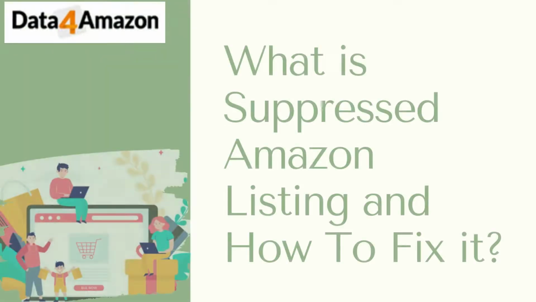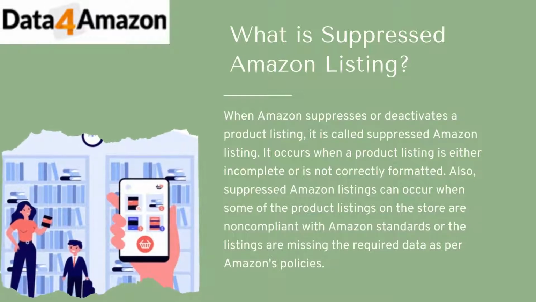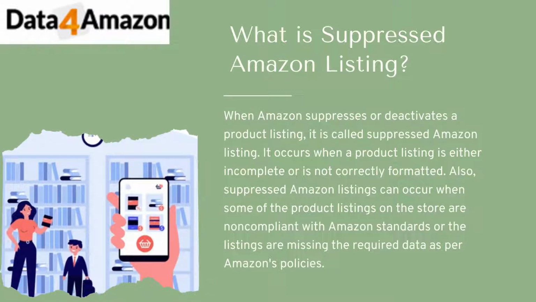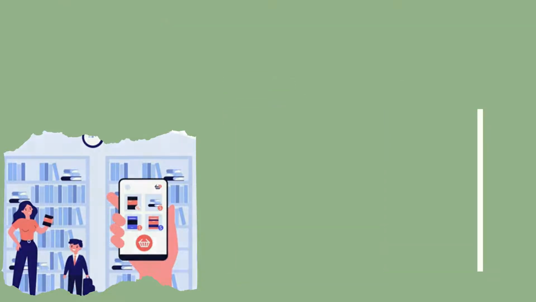What is a suppressed Amazon listing and how to fix it? What is a suppressed Amazon listing? When Amazon suppresses or deactivates a product listing, it is called a suppressed Amazon listing. It occurs when a product listing is either incomplete or not correctly formatted. Also, suppressed Amazon listings can occur when some of the product listings on the store are non-compliant with Amazon standards or the listings are missing the required data as per Amazon's policies.